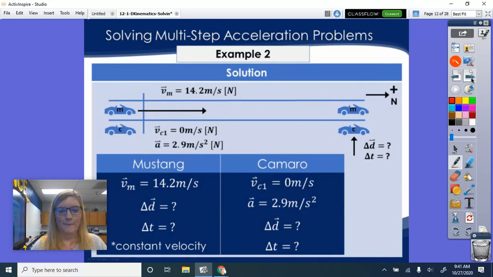So here is all of their information with their drawing. My Mustang's going to be able to keep driving straight through the light while the Camaro was initially going faster, so it had to stop before it drives. So the Mustang is on cruise control. It's set. We're good to go. We just have to see how long it takes the Camaro to catch up to it.